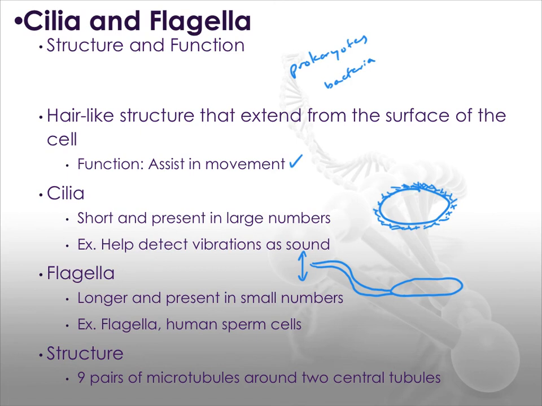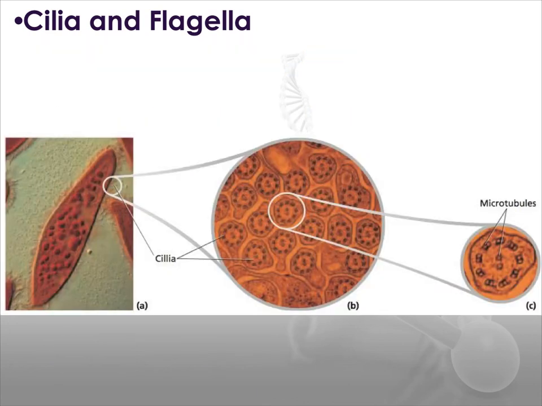Okay. The structure of these is going to be 9 pairs of microtubules around 2 central tubules. You'll see what that looks like here. Okay, it kind of looks like that. So if you were to break, here's a picture. This is a cilia there, on the outside of the bacteria. This might be a eukaryotic cell as well. They are found there as well. Now, if we look inside of it, you have 2 there in the middle, surrounded by, I think we said 9. 1, 2, 3, 4, 5, 6, 7, 8, 9. Yep. Okay, and that helps that cell move around.